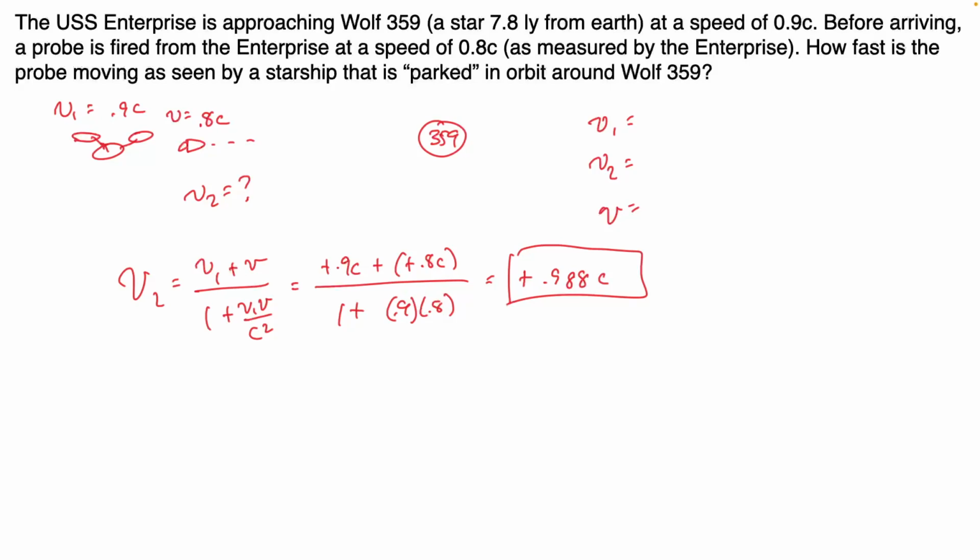So you said it doesn't matter which way we said it. If we said the star was moving towards the ship, would the V1 be negative? Right. Yep. And you solve for V, and then the signs would all work themselves out. Yep.